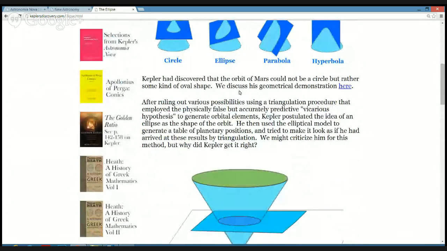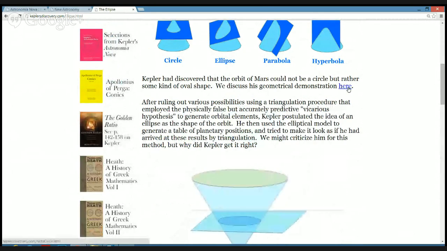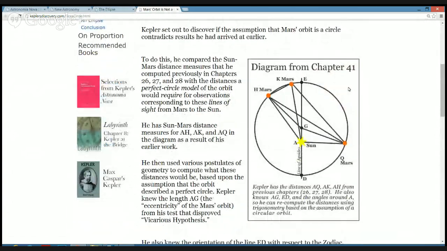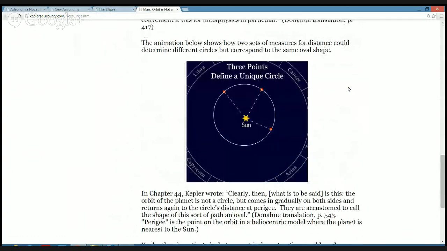Kepler had discovered that the orbit of Mars could not be a circle, but rather some kind of oval shape. We discuss his geometric demonstration here. Wow. This is another exact copy. I'm going to show you that one too. This is an exact copy again.